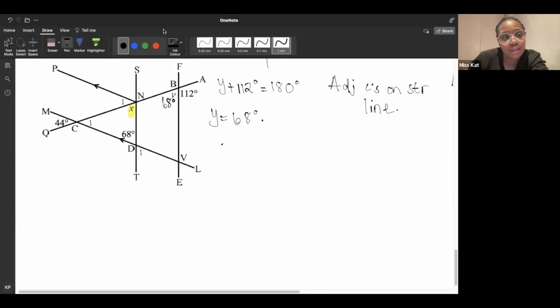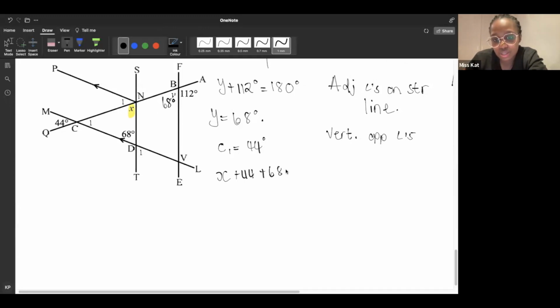We don't, ma'am, if we do it, those marks. C1, ma'am, is equal to 44 degrees, ma'am. There we go. Vertically opposite angles. Get it somewhere. Equals 44. Vertically opposite angles. Okay. And then what? And then, ma'am, x plus 44 plus 68 equals what? Is equal to 180, ma'am. My reason would be the sum of interior angles inside the triangle, ma'am. There we go. Interior angles of a triangle.